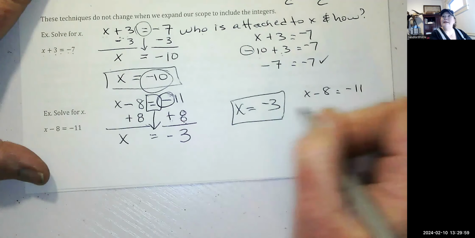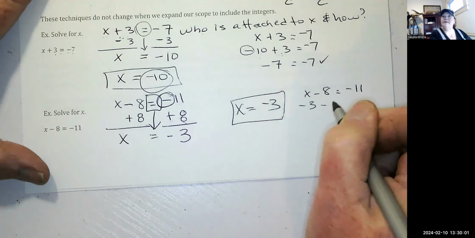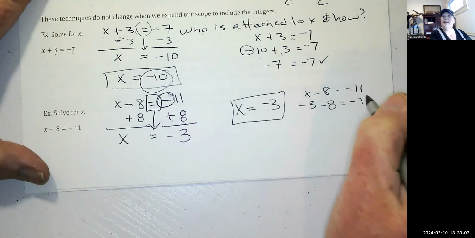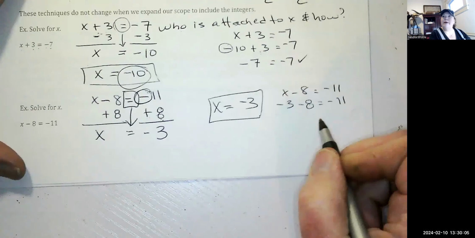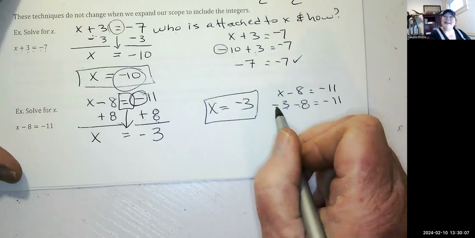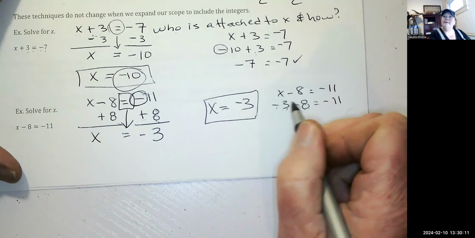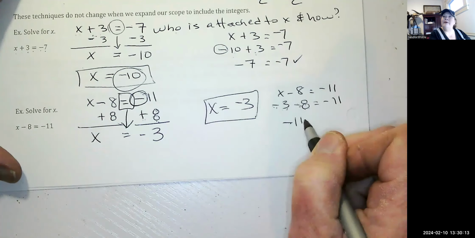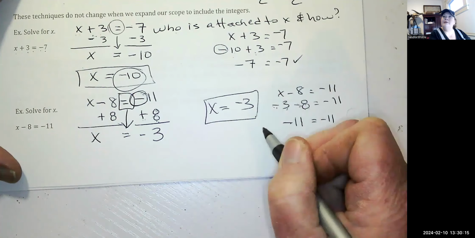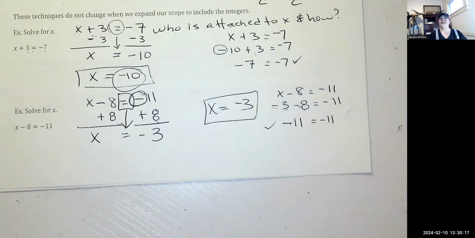Coming down here, I've got X minus 8 is equal to -11. Again, I'm going to substitute that -3 in for X and make sure that both sides of my equal sign work out. The signs are the same, so we add the two numbers, 8, 9, 10, 11, and we take the sign that they have in common. That checks out, so -3 is the solution for X in this one.